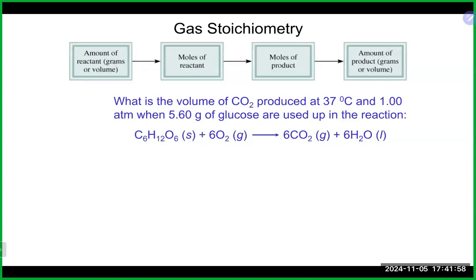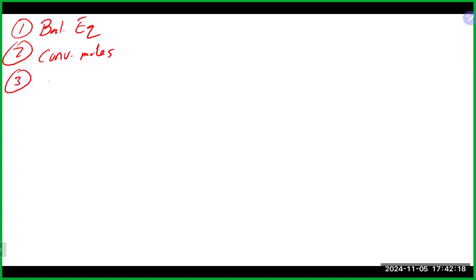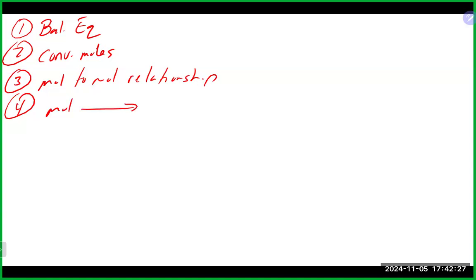All right, then I think the next topic we're going to talk about is gas stoichiometry. And gas stoichiometry works the same way as regular stoichiometry. So we have our four steps in our stoichiometry process, which is balance the equation, convert to moles, do the mole to mole relationship, which is the stoichiometry part, and then convert moles to some other unit.